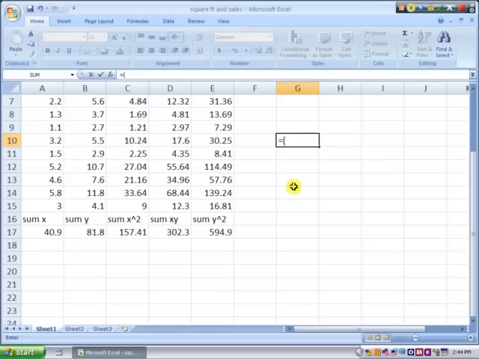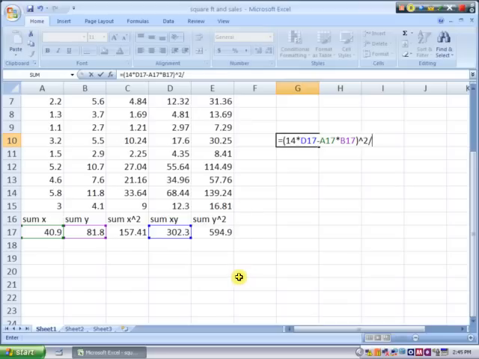That's a parenthesis, n, which is 14, times the sum of the xy, that would be this, minus the sum of the x's, which is this, times the sum of the y, which is this, the whole thing squared. Now all of this is over.